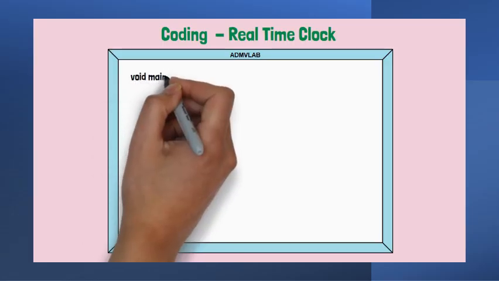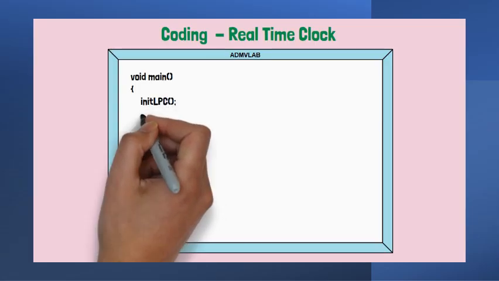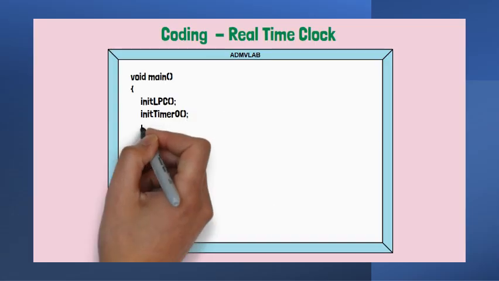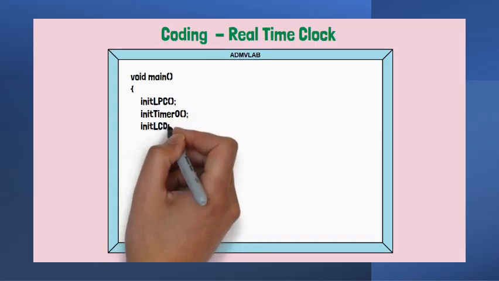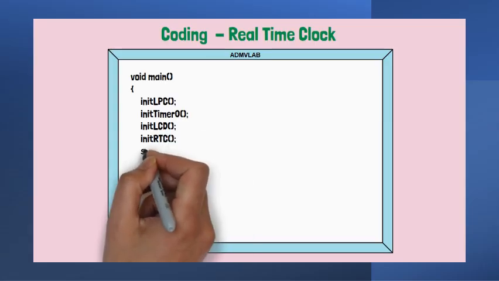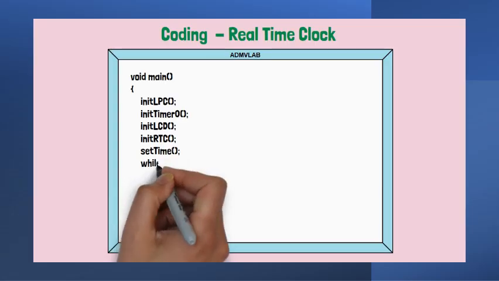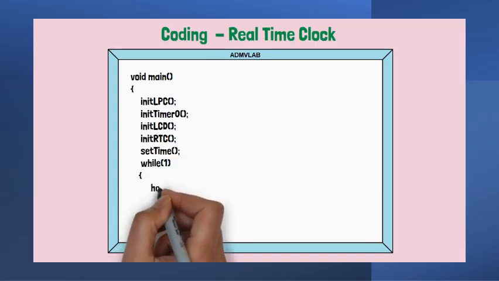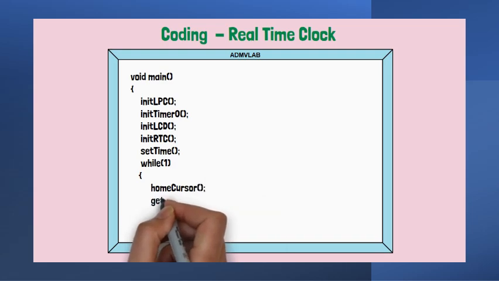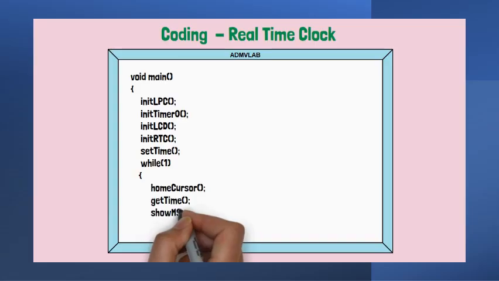All C programs start from main. The first step is to initialize the general purpose I/O ports. We then initialize our timer for a 1 microsecond interrupt. In the next function call, we initialize our LCD module. We then go ahead to initialize our real-time clock. We will be using the peripheral clock to generate a 1-second tick. We initialize time in the setTime function. The program then enters a permanent loop, displaying the current time on the LCD.